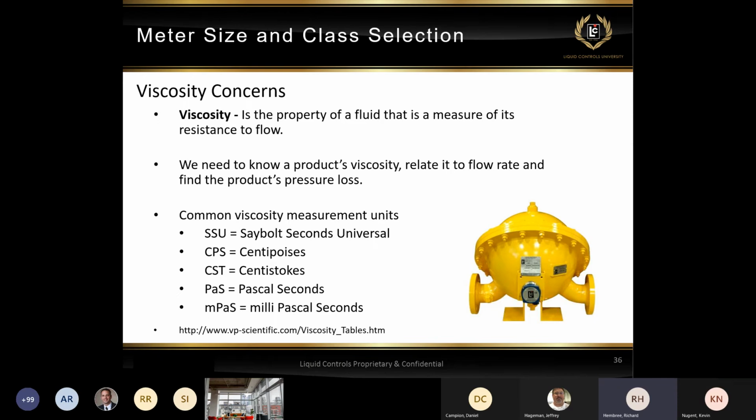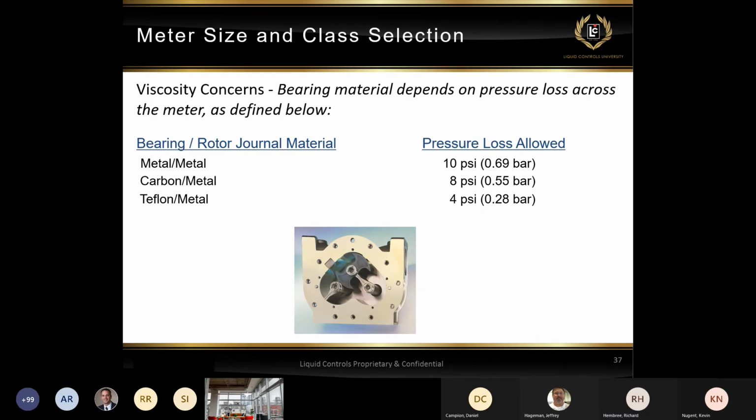And there are different measurements that you may see in some of the specs: SSU, Saybolt Seconds Universal, centipoise, and centistokes. Those are the 3 most popular. I see Pascal seconds and millipascal seconds some, but not as often as the top 3. So it's good to always know the product's viscosity.